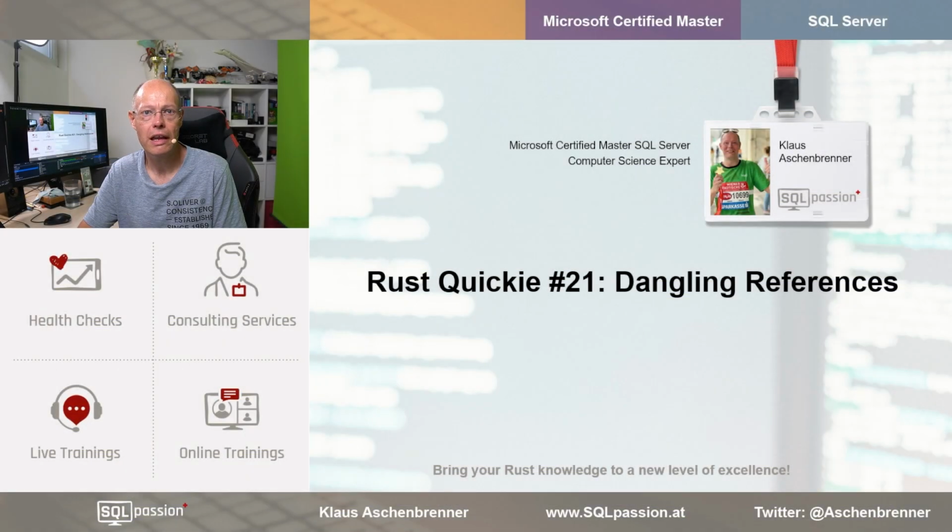Hello everyone and welcome to my latest Rust Quickie. In my previous Rust Quickie I talked about multiple references in Rust, and today I want to continue that discussion by talking about so-called dangling references and how the Rust compiler already prevents them during compilation time. So let's switch over to Visual Studio Code and have a look at that very interesting topic.